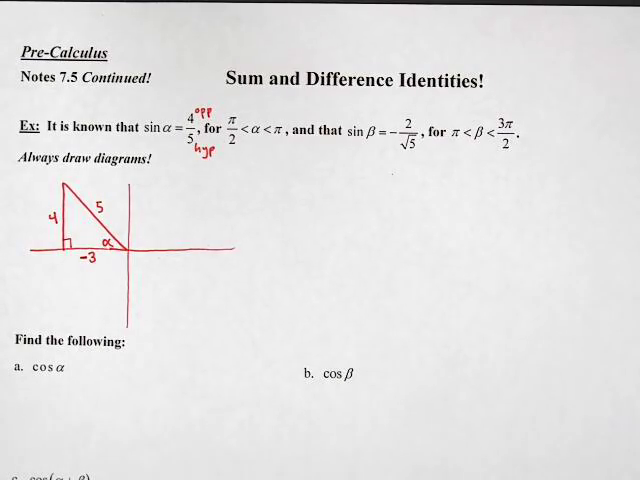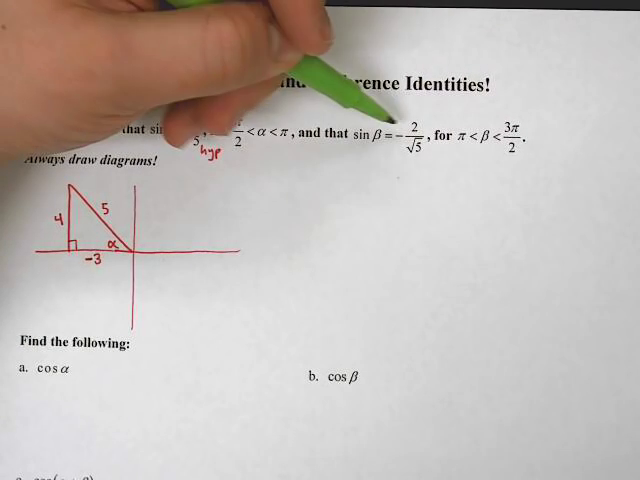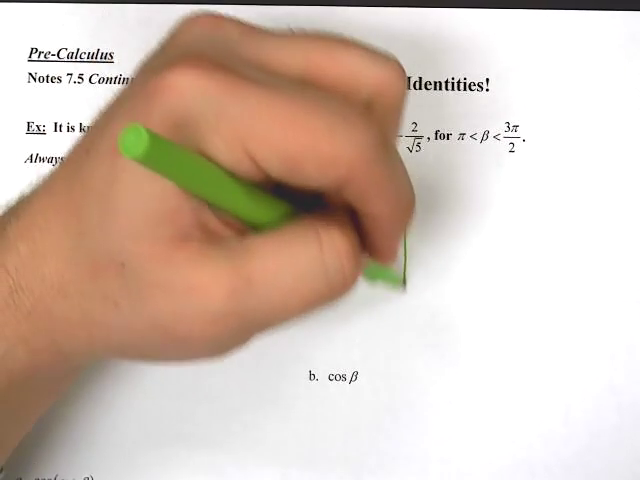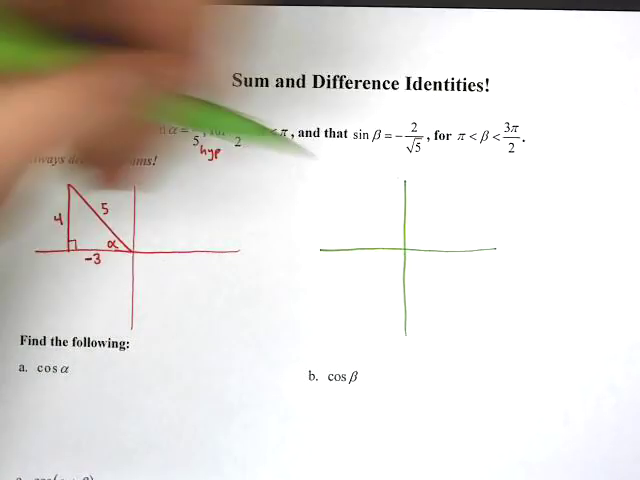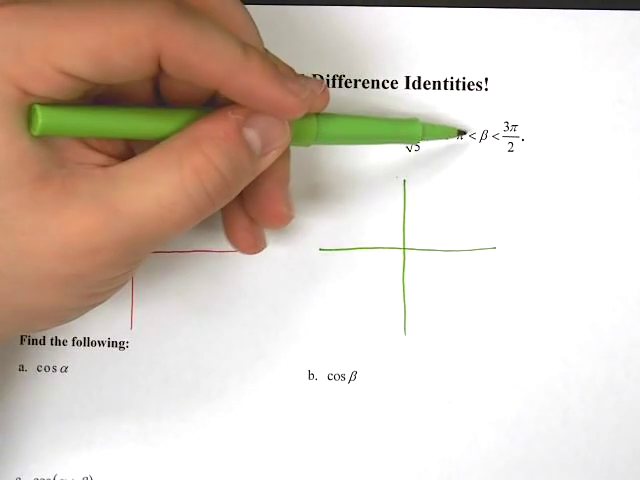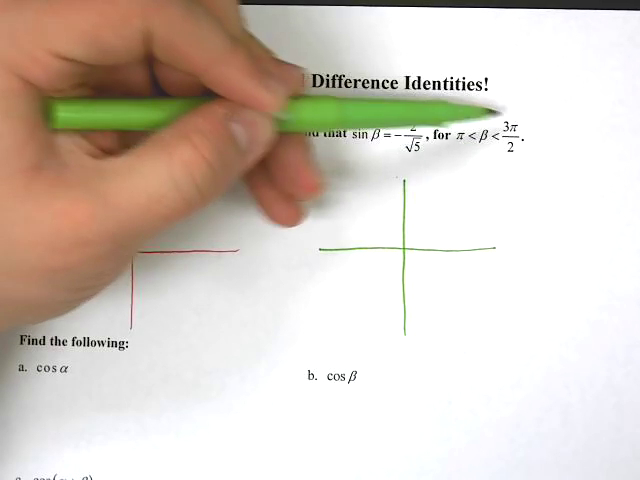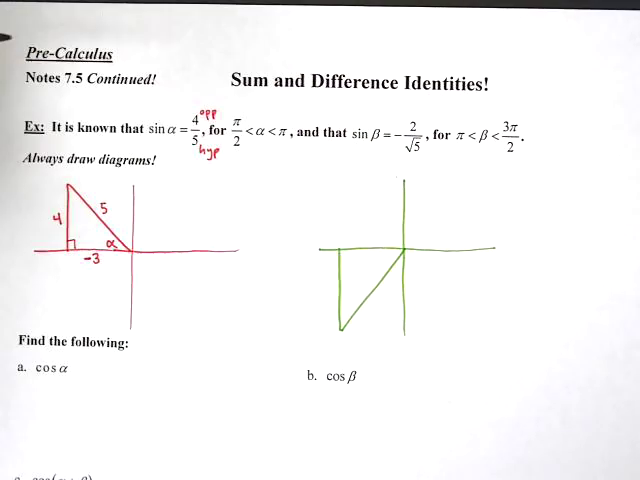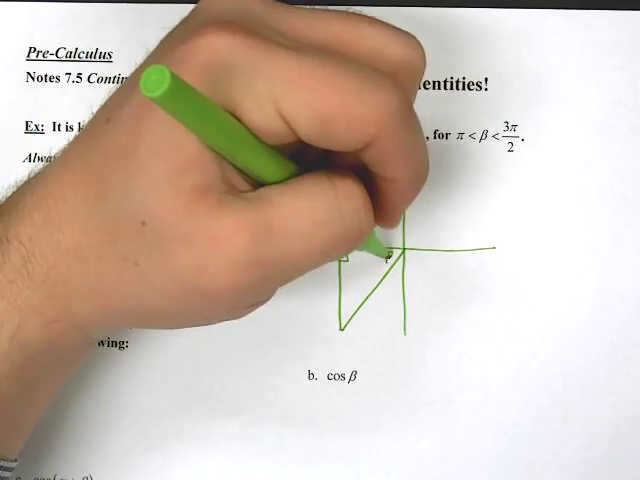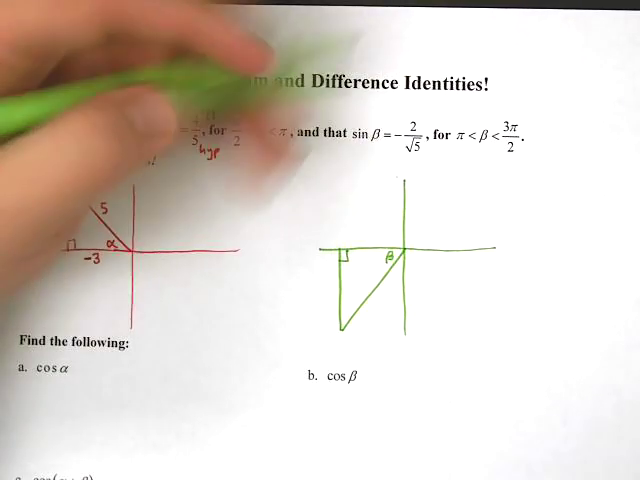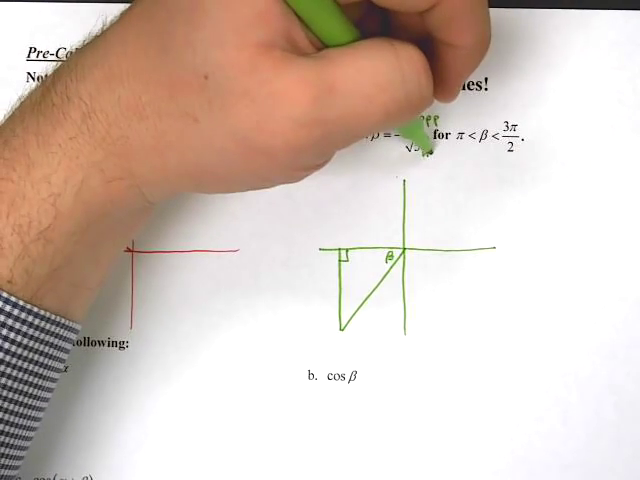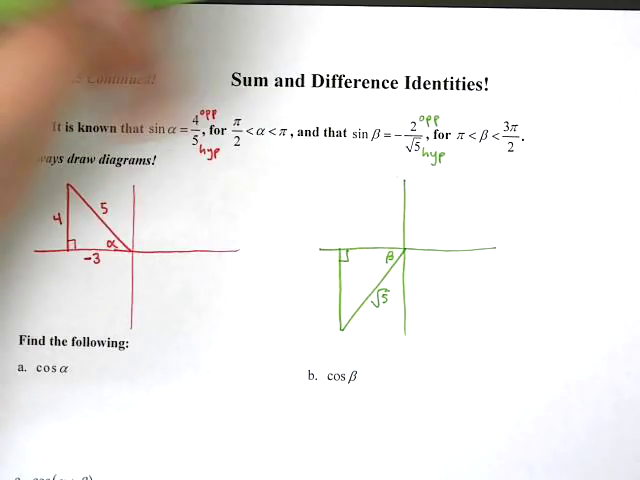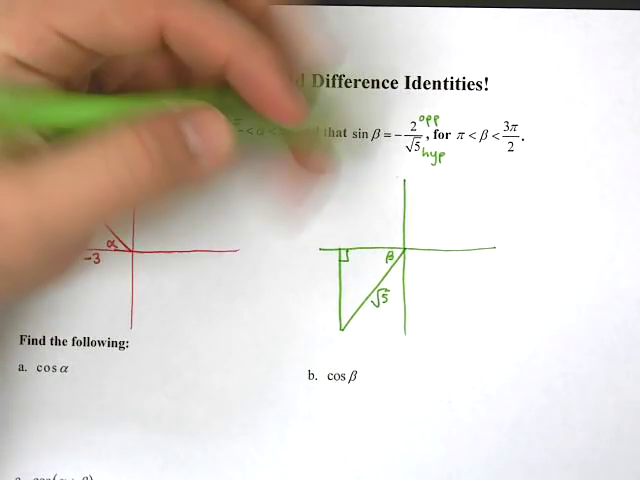Now, when we switch and look at beta, it says that beta has a sine ratio of -2 over root 5. So let's think about this now. I draw another set of axes. What quadrant must beta be in if it has to be between pi and 3 pi over 2? Oh, that's quadrant 3. So we have our right angle, here's my beta. I know that the sine, again, is opposite over hypotenuse, so my hypotenuse will be square root 5.